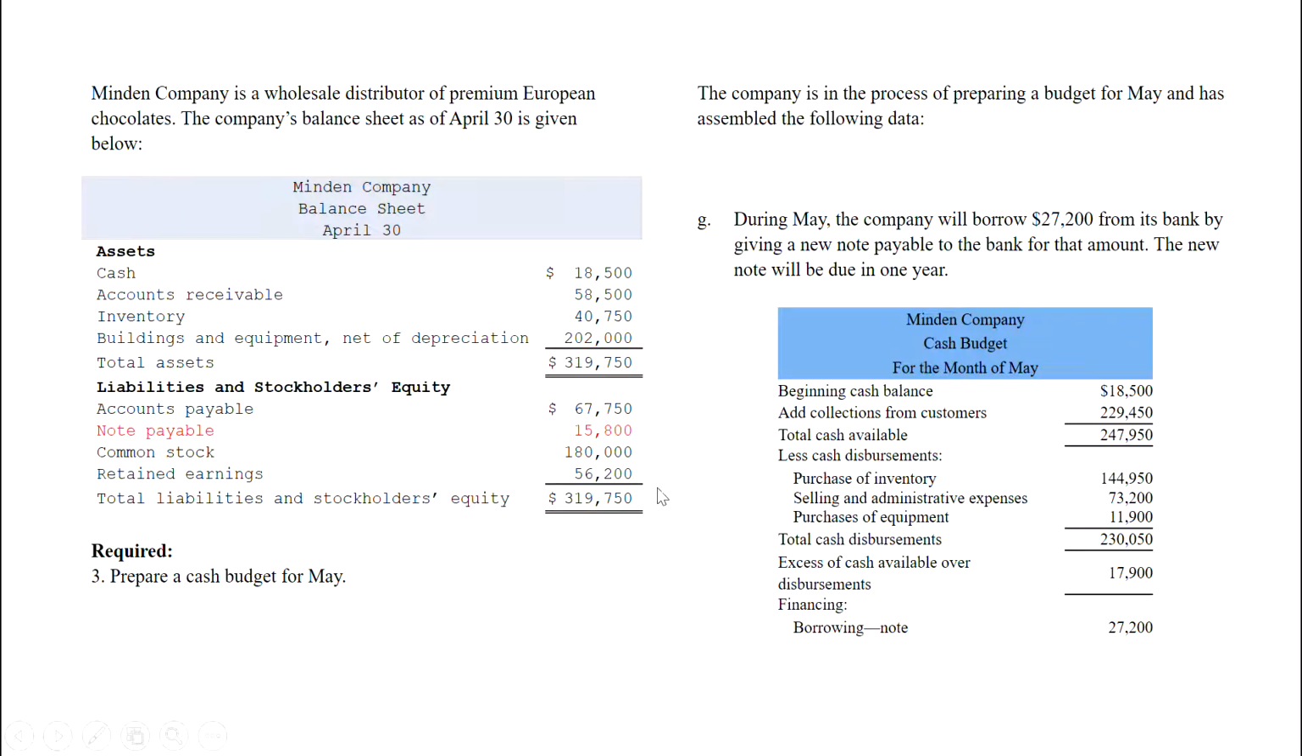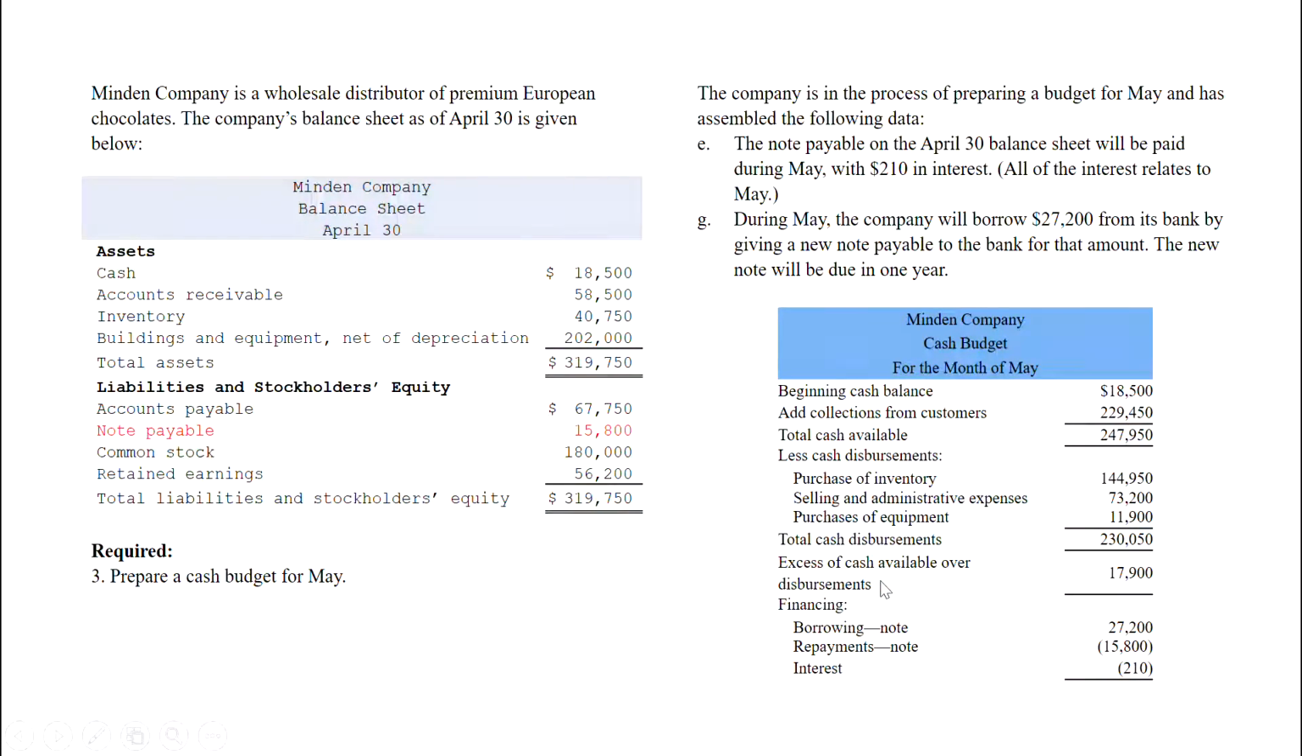We also have to look through and say, did we pay off anything related to this existing $15,800? So again, looking through our different points, I see E says the note payable on April 30th balance sheet will be paid for during May, including we're going to pay for an additional $210 in interest. And it says all that interest relates to the month of May. So we've got a couple additional outflows here, and those are going to appear in our financing section. One, the repayment of the note of $15,800 is going to be an outflow. That's why it shows negative here. And also interest is going to be a payment or an outflow of $210.